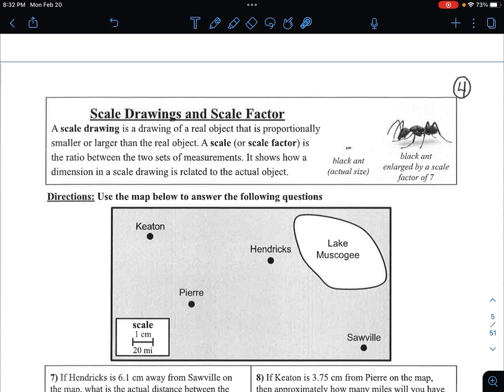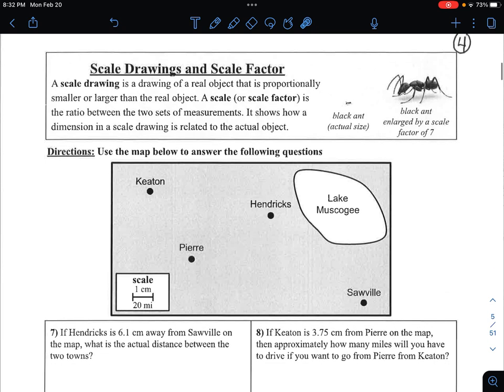So here's a black ant, the actual size. And here's a black ant enlarged by a scale factor of 7. So what they mean is a scale factor is like, hey, everything is exactly 7 times bigger. So it's not like they made the head 7 times bigger and everything else is smaller. It's like everything about this image is 7 times bigger. And it's enlarged. So a scale factor lets us know just how much they shrunk or expanded something by.